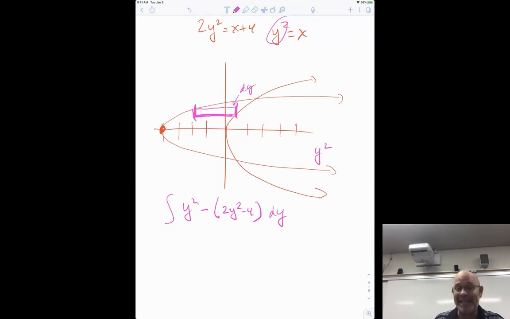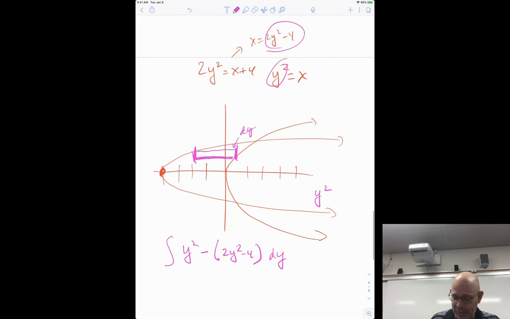Now I need the limits. So again, remember my limits need to be in terms of y, not x. Once you pick a variable, you got to stick with it. So everything needs to be in terms of the variable, the dy or the dx, the y in your equation, the x in your equation, and then your limits. So we're going to go, y squared equals 2y squared minus 4, which means y squared equals 4. So you get plus or minus 2, negative 2 to 2. Here's your negative 2. Here's your 2. And again, really easy power rules.